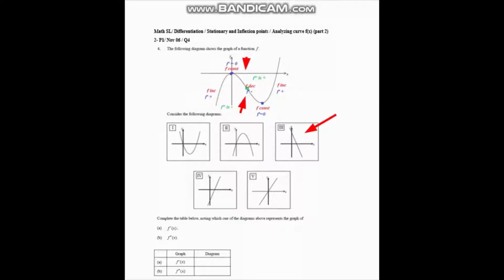So for graph V, the f double dash equals 0 point, or the inflection point, is at the origin. So that doesn't work for me because I know that my inflection point should be somewhere to the right of the y-axis, similar to my inflection point on the graph of f. Hence the only graph that works is graph IV, and since f dash was a quadratic function, an x power 2 function, I expect f double dash to be a linear function, or an x power 1 function.